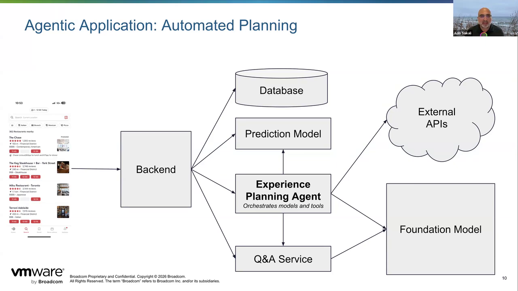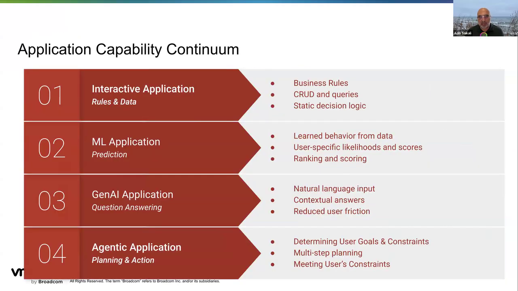So the reason why I present these is that that's what I call the application capability continuum. You can think of an application, and we're all very familiar with interactive applications. These are all really about business rules and data. The CRUD apps, they have static decision logic in them. And the next step up is where you can evolve your interactive application into a machine learning application, which has some element of prediction in it, some element of probability.